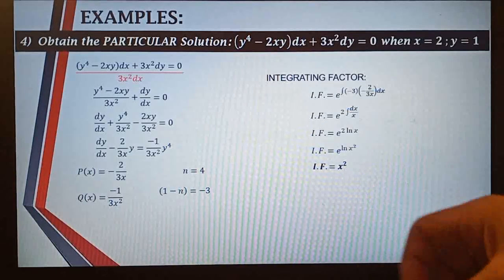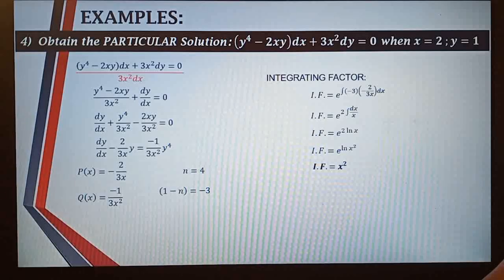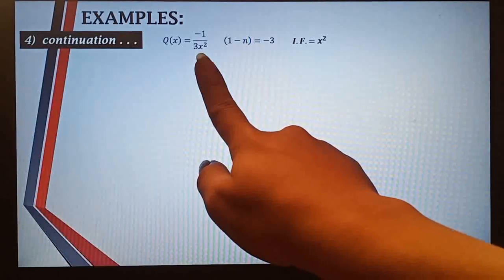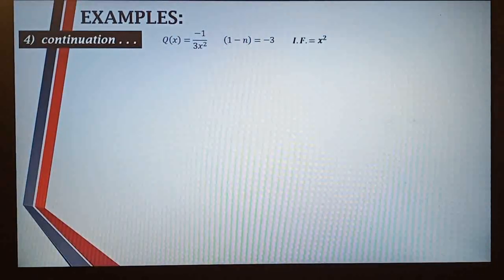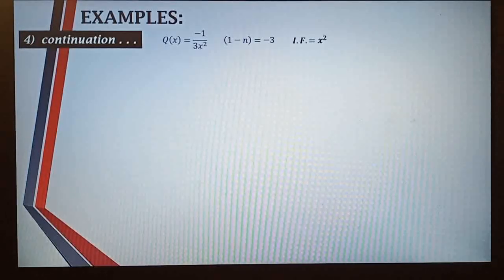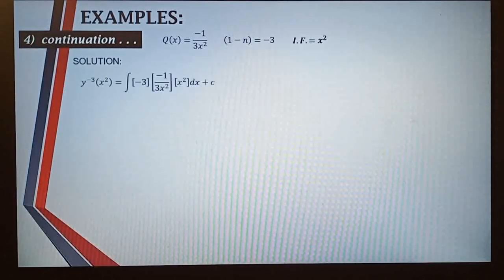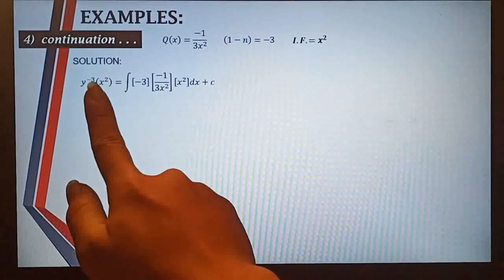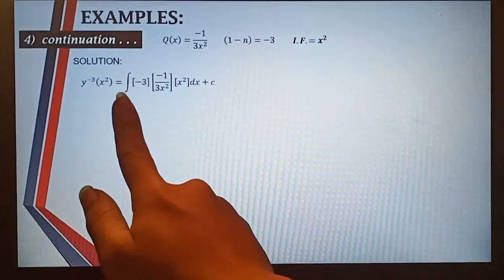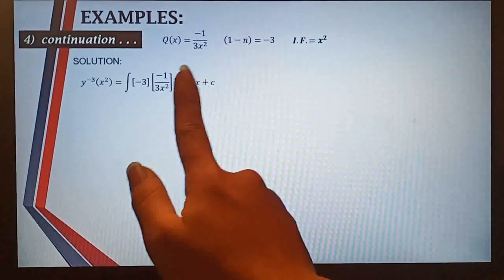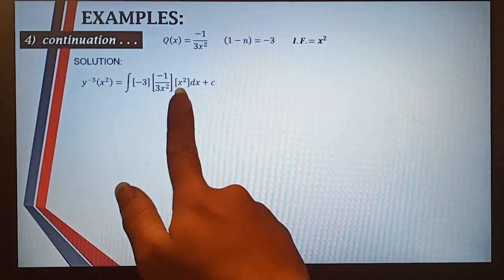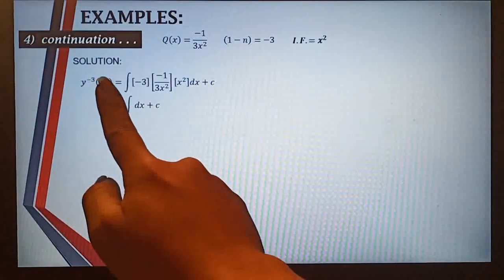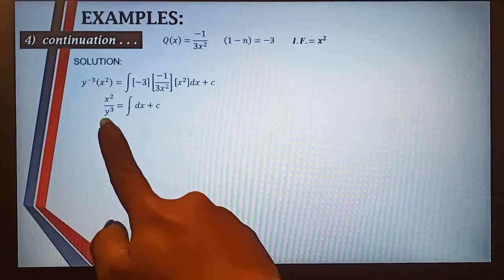Now solving for the solution of the Bernoulli's equation, you will now have the q of x, which is negative 1 all over 3x squared, your 1 minus n, which is negative 3, and the computed integrating factor, which is x squared. Now you need to follow the formula. You will now have y raised to 1 minus n, integrating factor, equated to 1 minus n, then the q of x, then the integrating factor multiplied to dx plus c. So you will now have x squared, then pag binabato, you will now have over y cubed.